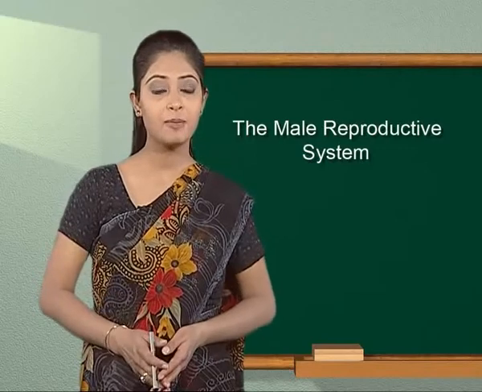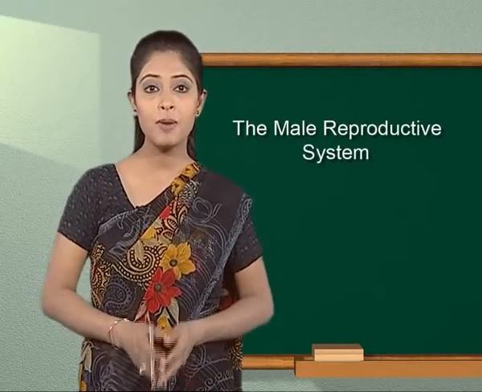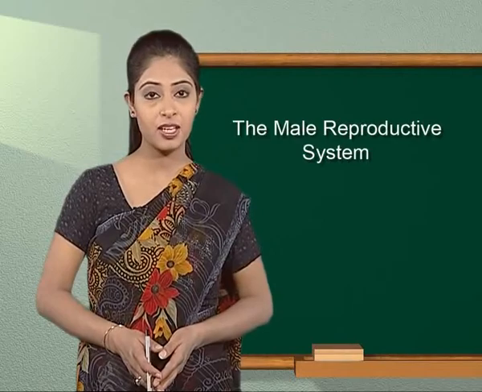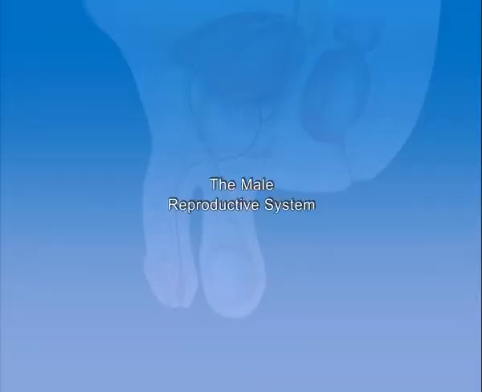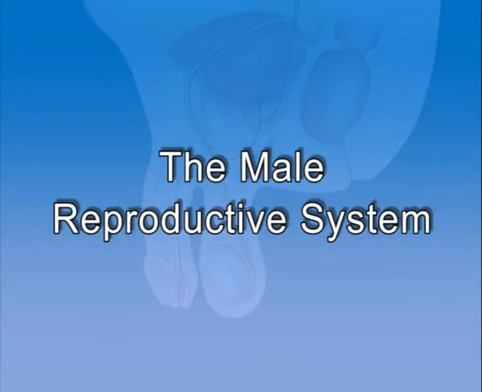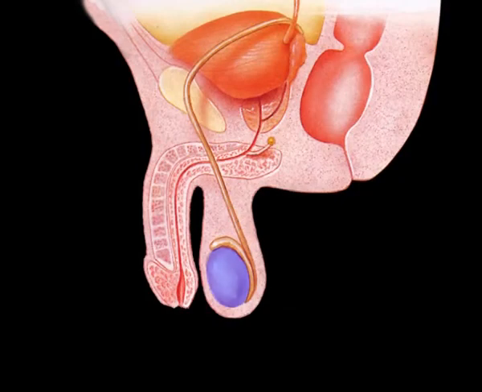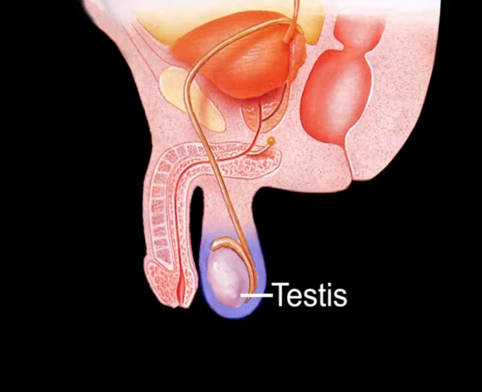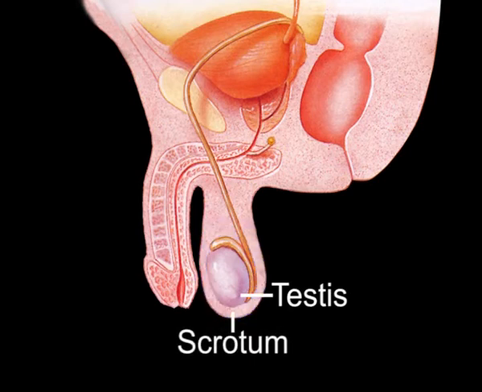Let us take the help of some visuals to learn about each part of male reproductive system. The male reproductive system is located in the pelvic region. Testes are a pair of primary sex organs. Each testis lies in a pouch known as scrotum. The scrotum helps in maintaining the low temperature of the testes.